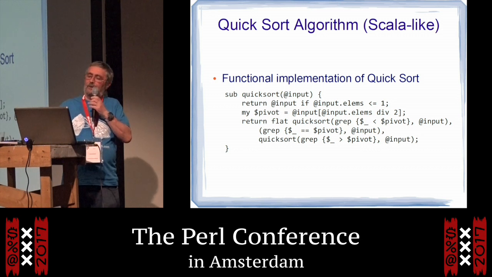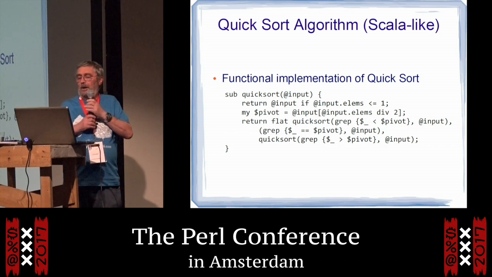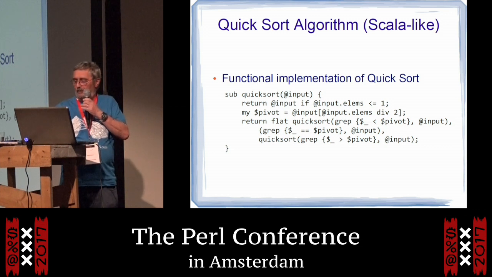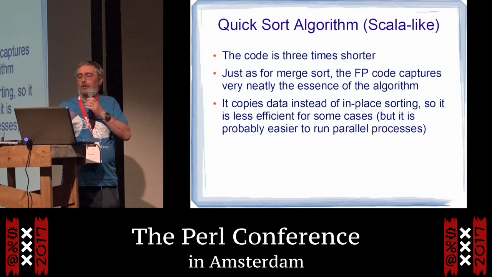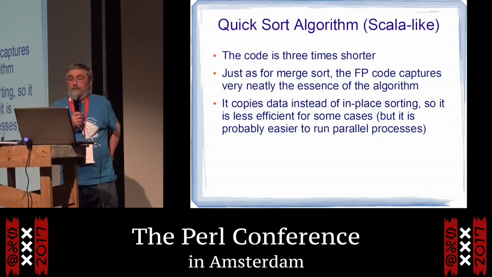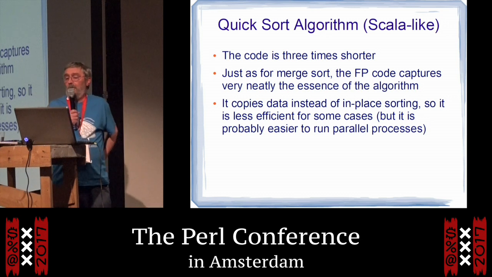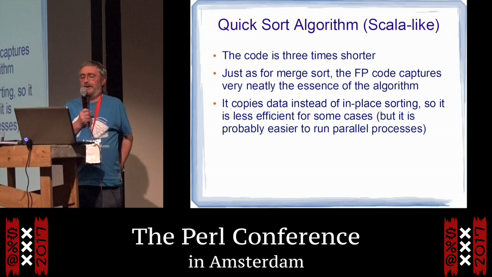What you do is, if your list has one element or less, you return it. If not, you choose a pivot, which is any element within the list, and then you just return with grep these things. I won't go further on it. So the code is three times shorter. The functional code captures very neatly the essence of the algorithm.